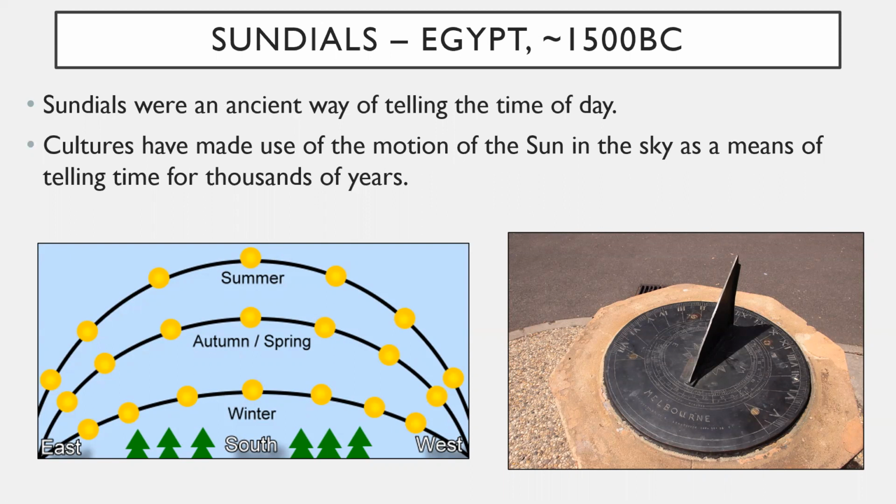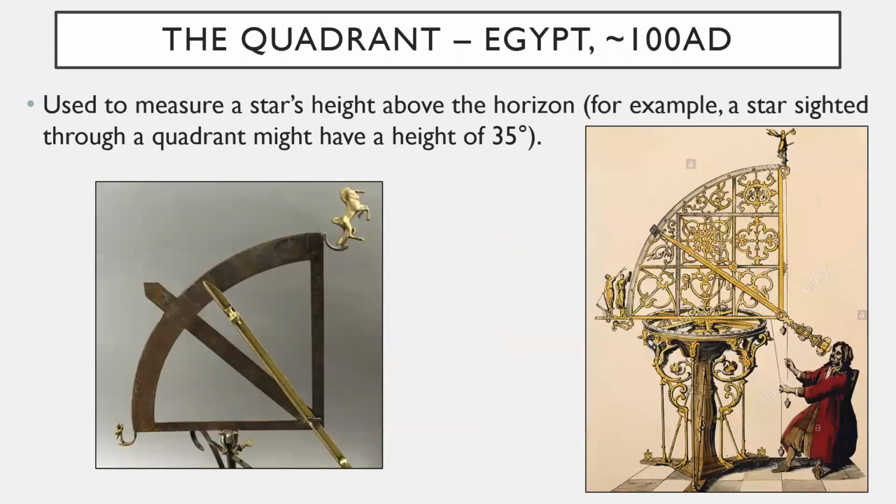Cultures have made use of the motion of the sun in the sky as a means of telling time for thousands of years. So a sundial was just a technology that kind of formalized it. We've always known kind of where the sun is in the sky tells us what time of day it is, of course, but sundials were kind of a cool way of tracking that.